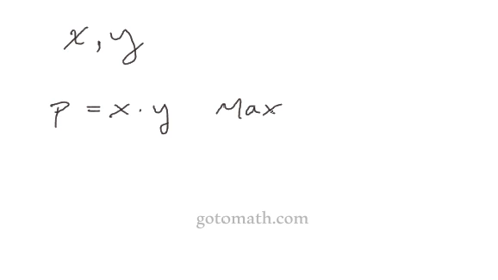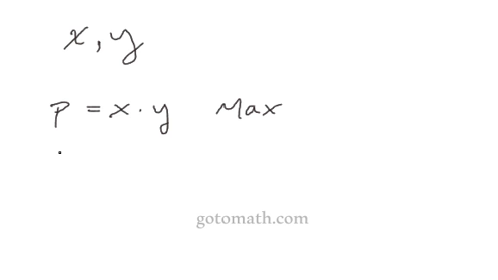Alright, so we want to let our two variables be, and I'm just going to let them be x and y. So here's our two positive numbers, right? Two positive numbers are x and y. So let's go ahead and set up the primary equation, and we're going to let P be the product of x and y. And remember, we're looking for a maximum, so I'll just shorten it to max there. We want this to become a maximum.